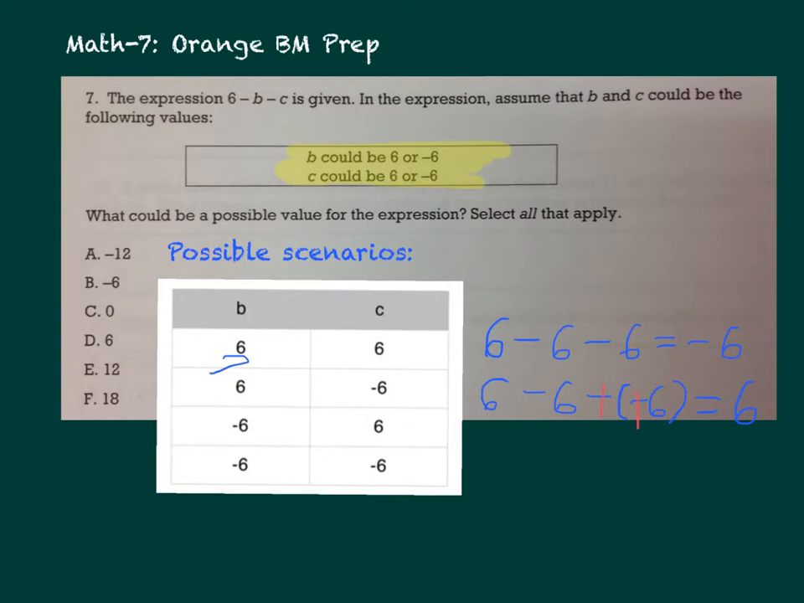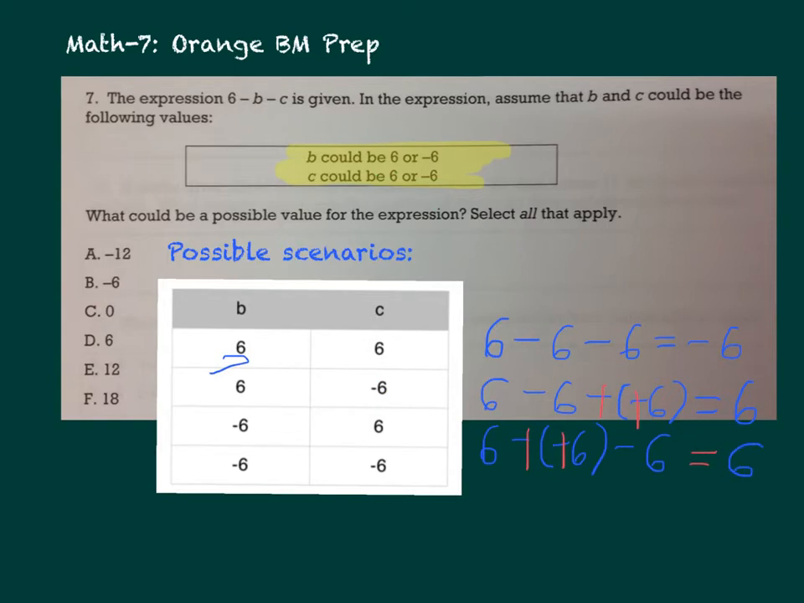Okay, then the third scenario. Now this time b is negative 6. So you have 6 minus negative 6, so be very careful. And then minus c, c is positive 6, so minus 6. Okay, then now you have 6 minus negative 6. 6 minus negative 6 is the same as 6 plus positive 6, adding the opposite. So 6 plus positive 6. This part will give you 12. And then 12 minus 6, so your answer is positive 6.